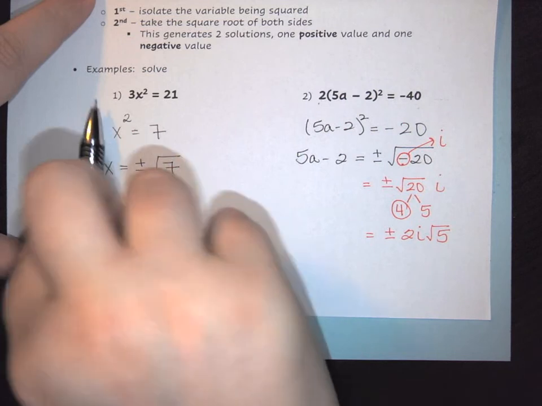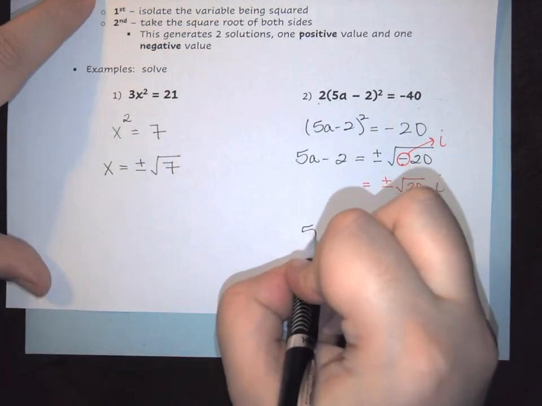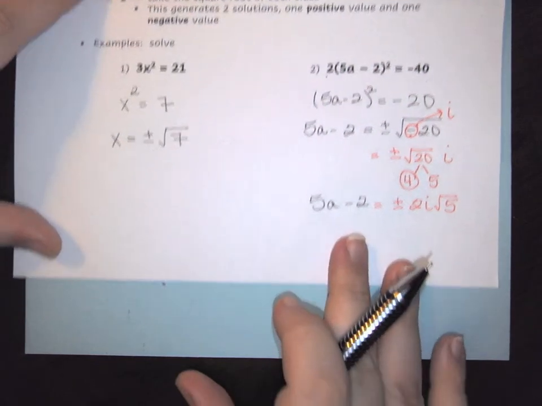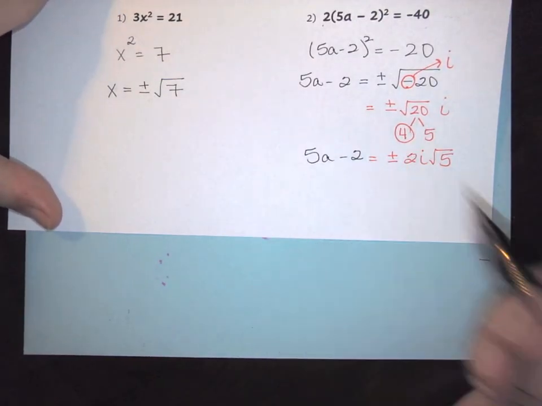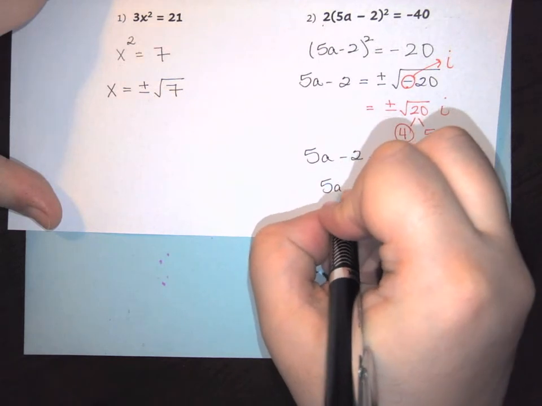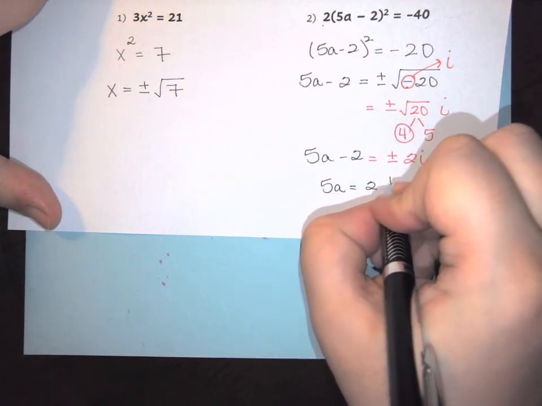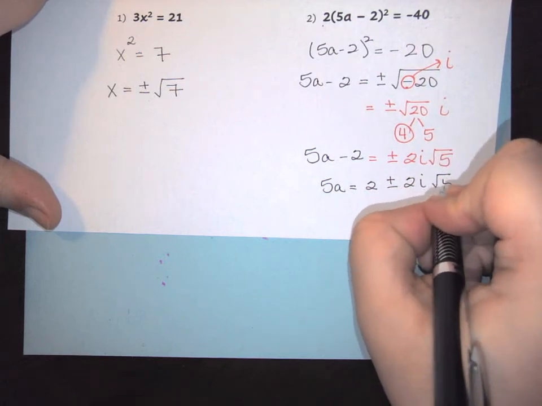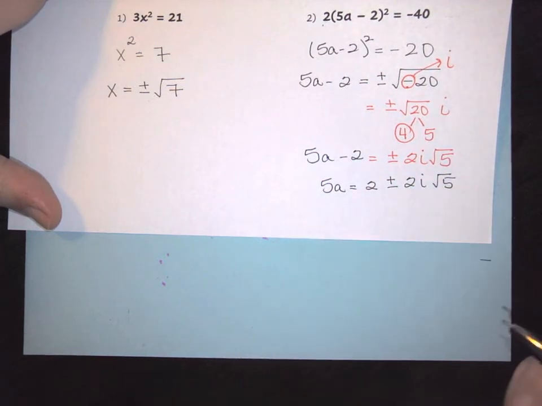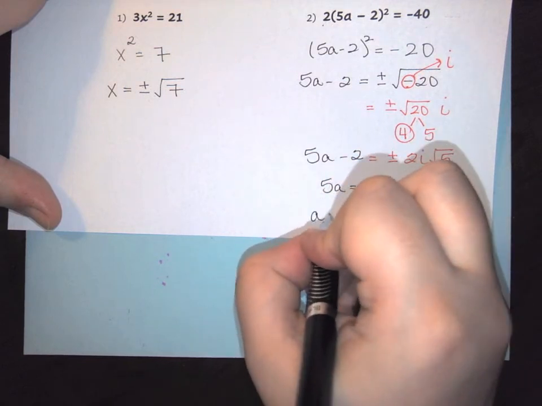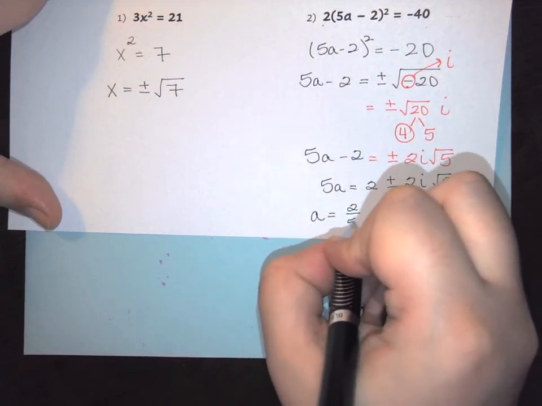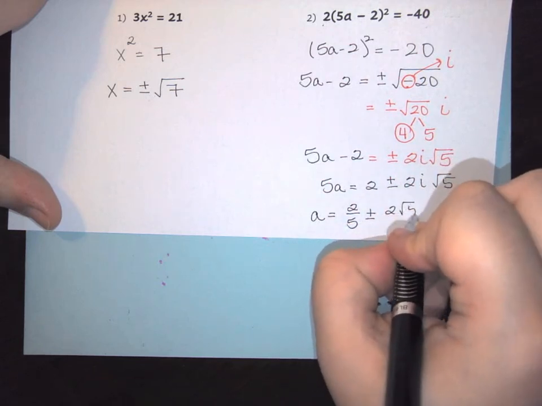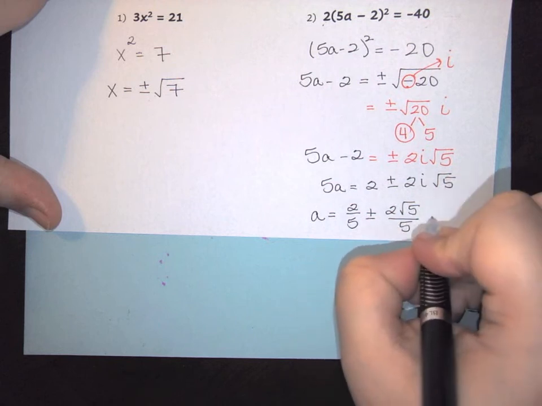Now that means we still have to solve for our variable. So we have that 5a minus 2 is equal to the complex. So here what we're going to do is add 2 to both sides. So my 5a is going to equal 2 plus or minus 2i square root of 5. Divide everything by 5 and we end up with a being 2 over 5 plus or minus 2 square roots of 5 over 5 i.